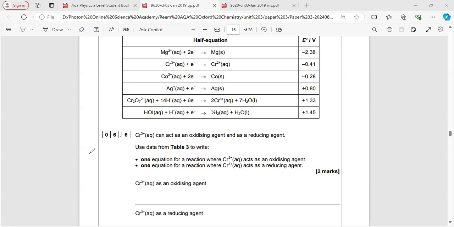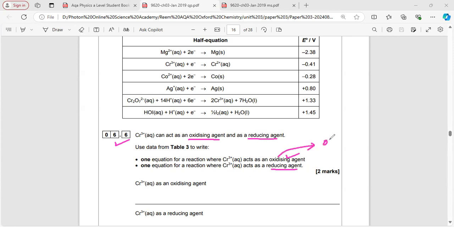You can see the question is 6.6. Usually these questions are comparatively a little more challenging. Chromium Cr3+ can act as an oxidizing agent and as a reducing agent. Use data from the above table 3. We have to write one equation for a reaction where Cr3+ acts as an oxidizing agent, and one equation where Cr3+ acts as a reducing agent. First of all, we need to recall what exactly an oxidizing agent is.